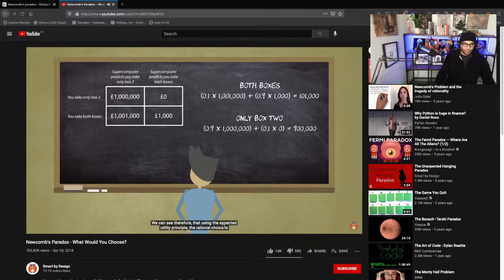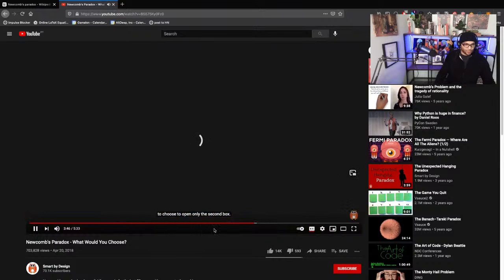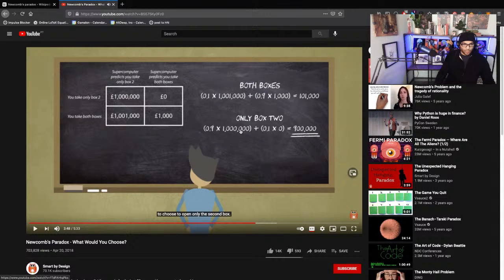We can see, therefore, that using the expected utility principle, the rational choice is to choose to open only what happened? The second box. Alright, so we get 0.9. Where do we get the 0.9s from? Oh shoot. Not paying attention.